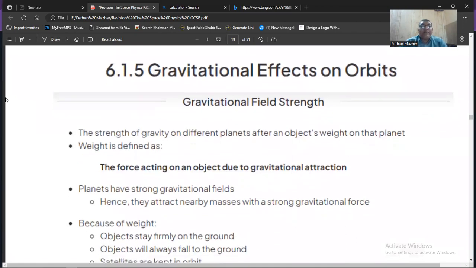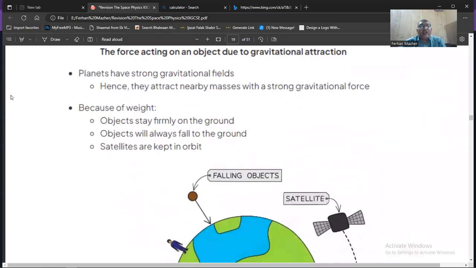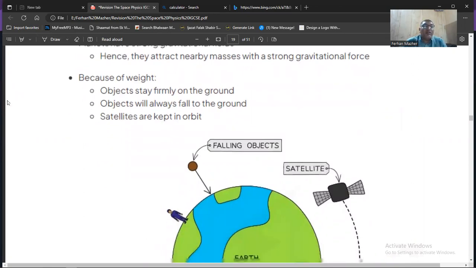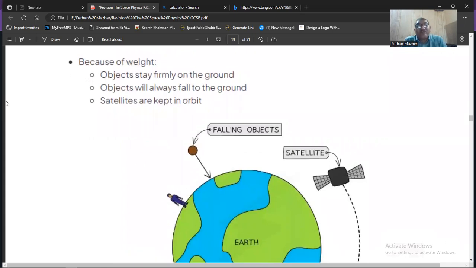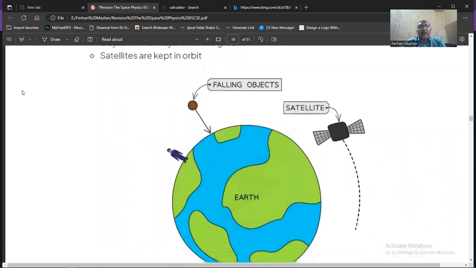Save My Exam. Gravitational effects on orbits, gravitational field strength. The strength of gravity on different planets affects an object's weight on that planet. Weight is defined as the force acting on an object due to gravitational attraction. Planets have a strong gravitational field, hence they attract nearby masses with a strong gravitational force. Because of weight, objects stay firmly on the ground. Objects will always fall to the ground, and satellites are kept in orbit.